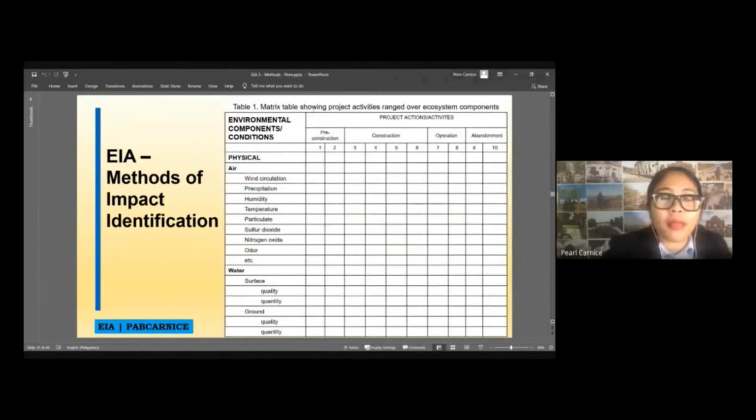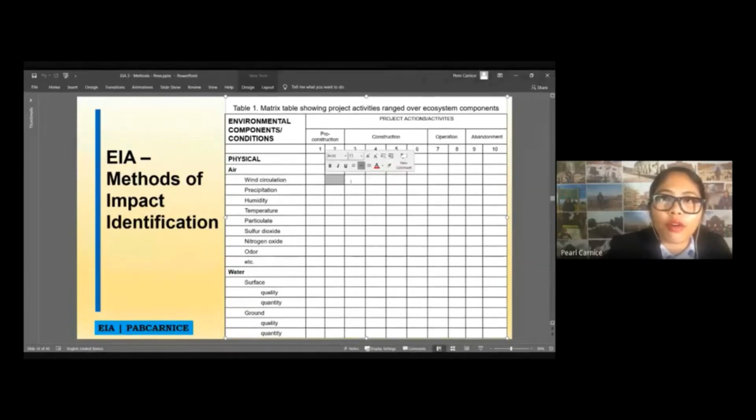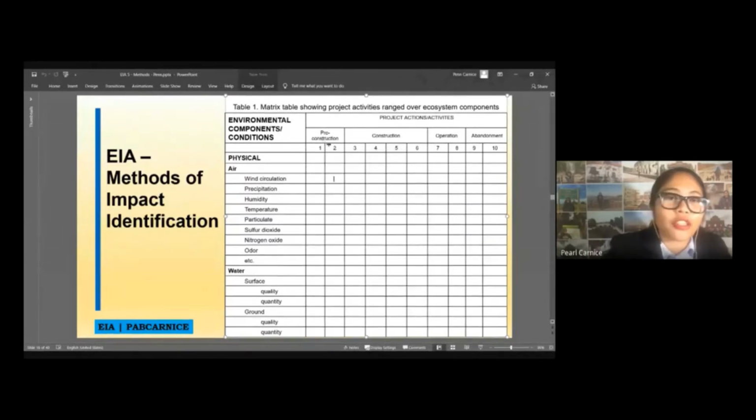And then this is the matrix table showing project activities range over ecosystem components. For example, we have wind circulation under the air or under the physical. We will check if 1, 2, 3, 4 is actually a number of the actions. So for example, wind circulation, we will be doing that during the pre-construction. So we have to put a check to that. In my case, I'll put X. During the construction, are we going to do a wind circulation assessment?